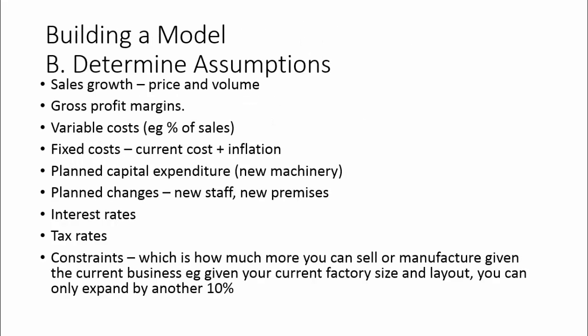Then we need to start determining our assumptions in the model. So how are we going to grow in the future? What will our gross profit margins be in the future? Our variable costs, so our sales commissions or royalty costs. Fixed costs, we would typically look at our current cost structure and then look at inflation or other cost pressures that would cause those costs to rise in the future.